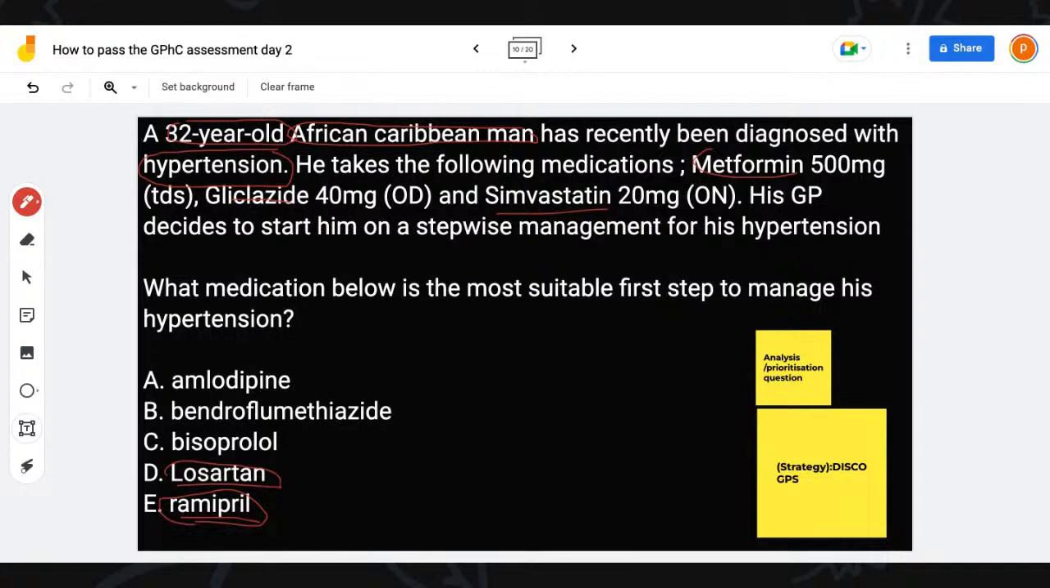But in terms of preference, and this is where we come into priority, that's why you have your P. What is the best, the most suitable? You're going to go for the most suitable. This isn't wrong, but the most suitable is D. So the answer, we don't have to do the scope here. And safety, losartan, probably less coughing with that, but we don't really need scope for this question. So DISCO, GPS, and we come to this answer, and that's how we answer these questions.